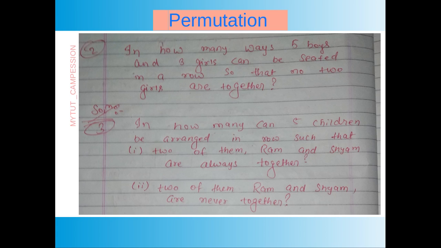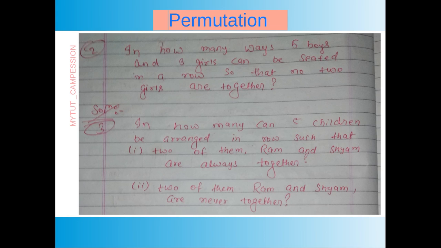Now the second question is, this is for your homework, try to solve by yourself. In how many ways can 5 boys and 3 girls be seated in a row so that 2 girls are together? Okay, now try to solve by yourself.